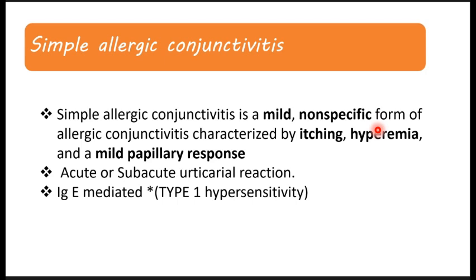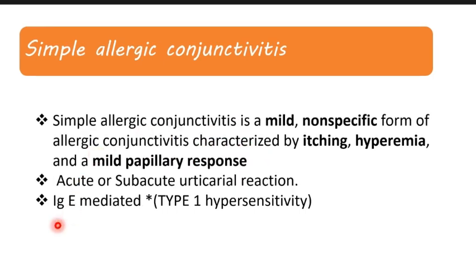Alright, so what is meant by simple allergic conjunctivitis? It is basically a very mild, non-specific form of allergic conjunctivitis, which is characterized by itching, hyperemia, and a very mild papillary response. Now, again, it is an IgE-mediated type 1 hypersensitivity reaction. That means it is usually acute or subacute. Urticarial reaction means it's usually associated with itching.